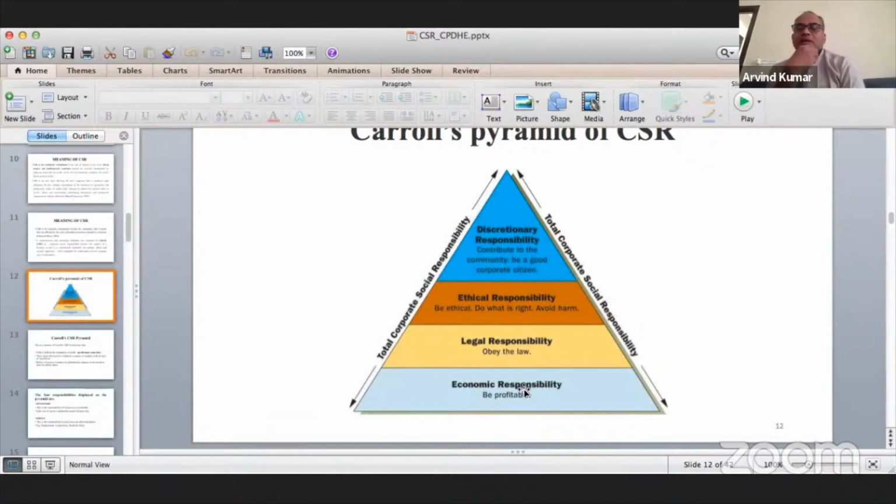When I'm referring to others, I'm talking about your competitor or an employee from the competitor. So you are not going to harm anyone. That is the ethical responsibility. And the last responsibility is discretionary responsibility: contribute to the community, be good corporate citizens.